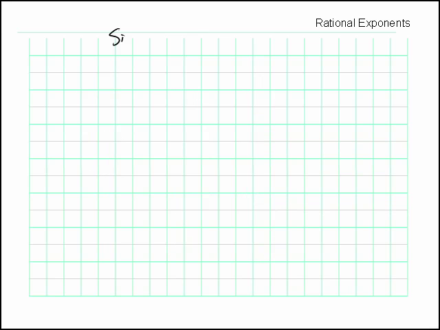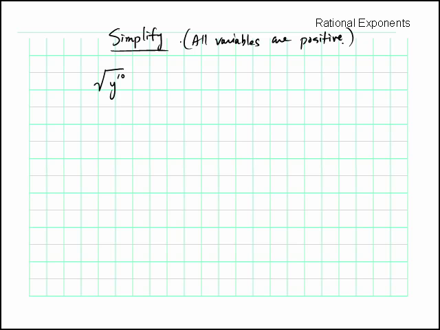Simplify. The square root of y to the 10th. Now, we're going to assume here all variables are positive. That way I don't have to worry about any of those absolute value problems. The square root of y to the 10th. Now how do I simplify that?